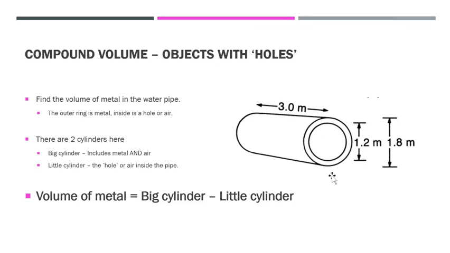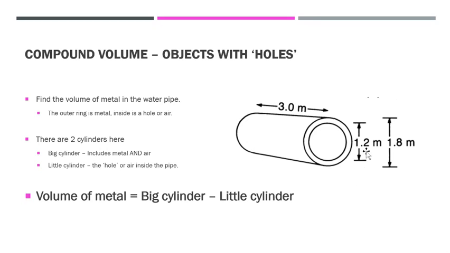So if we're asked to find the volume of the metal, we don't want to find the volume of the whole cylinder, just the metal in this pipe. If you look closely, you'll see 2 cylinders. The first cylinder, the bigger one, has a diameter of 1.8 meters, and it includes the metal and the air inside. The second, the smaller cylinder, is just the air.